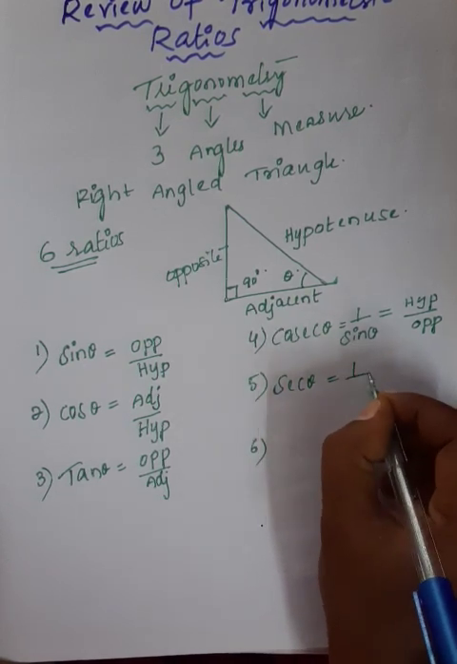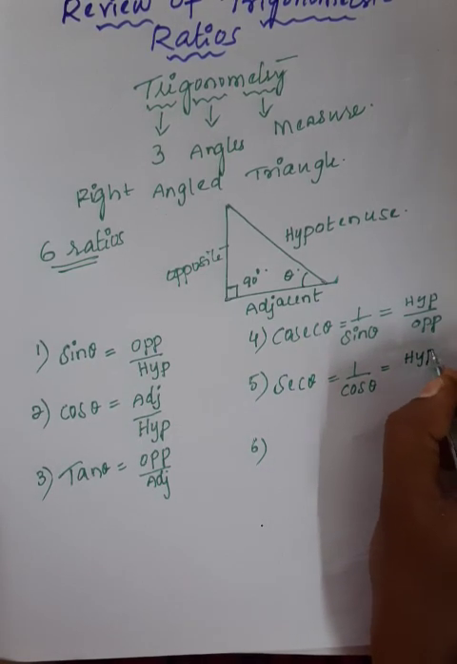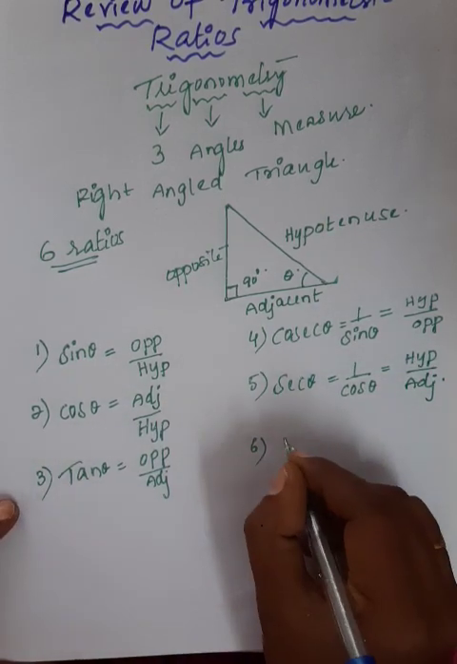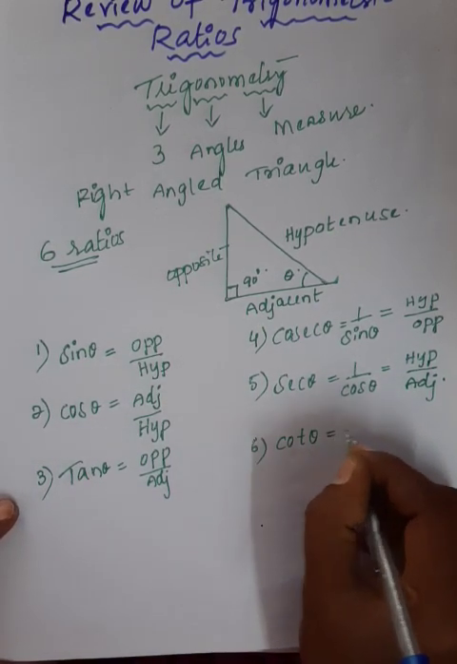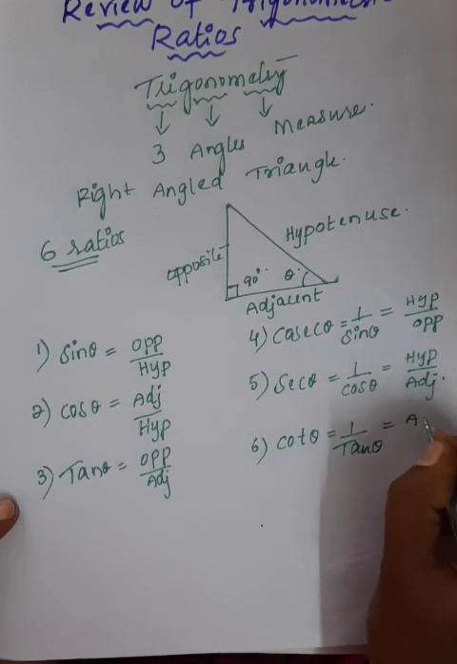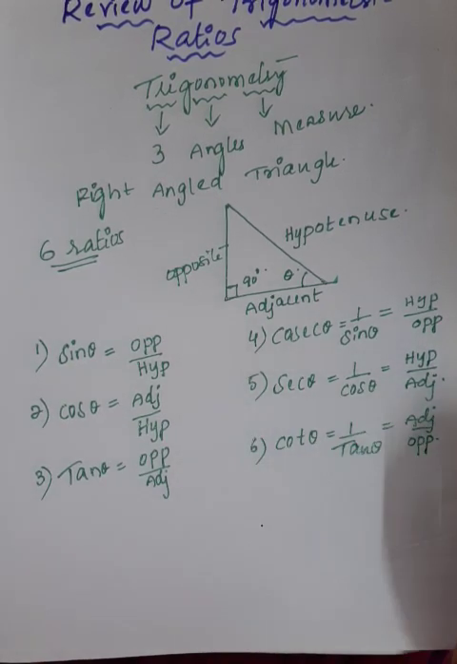Similarly, reciprocal of cos theta is sec theta, which is equal to 1 by cos theta, which is equal to hypotenuse by adjacent side. Similarly, reciprocal of tan theta is cot theta, which is equal to 1 by tan theta, which is equal to adjacent side by opposite side. So these are the 6 basic trigonometric ratios, known as the trigonometrical ratios or trigonometrical functions.